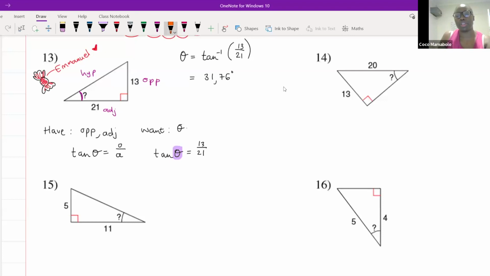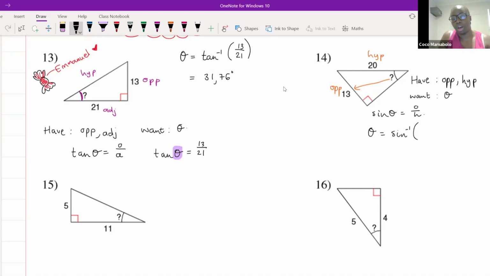Okay, first, step number 1 is always to label. So we're going to start with number 14. That's my angle, so that becomes my opposite side. And that is my hypotenuse side. I'm going to skip some steps. I have my opposite and my hypotenuse, and I want my angle. So that's sine. So we're going to go sine of theta is equal to opposite over hypotenuse. Then theta will equal arcsine of the opposite, in this case 13, over the hypotenuse, which is 20. And we just need to put that into our calculator and get an answer.